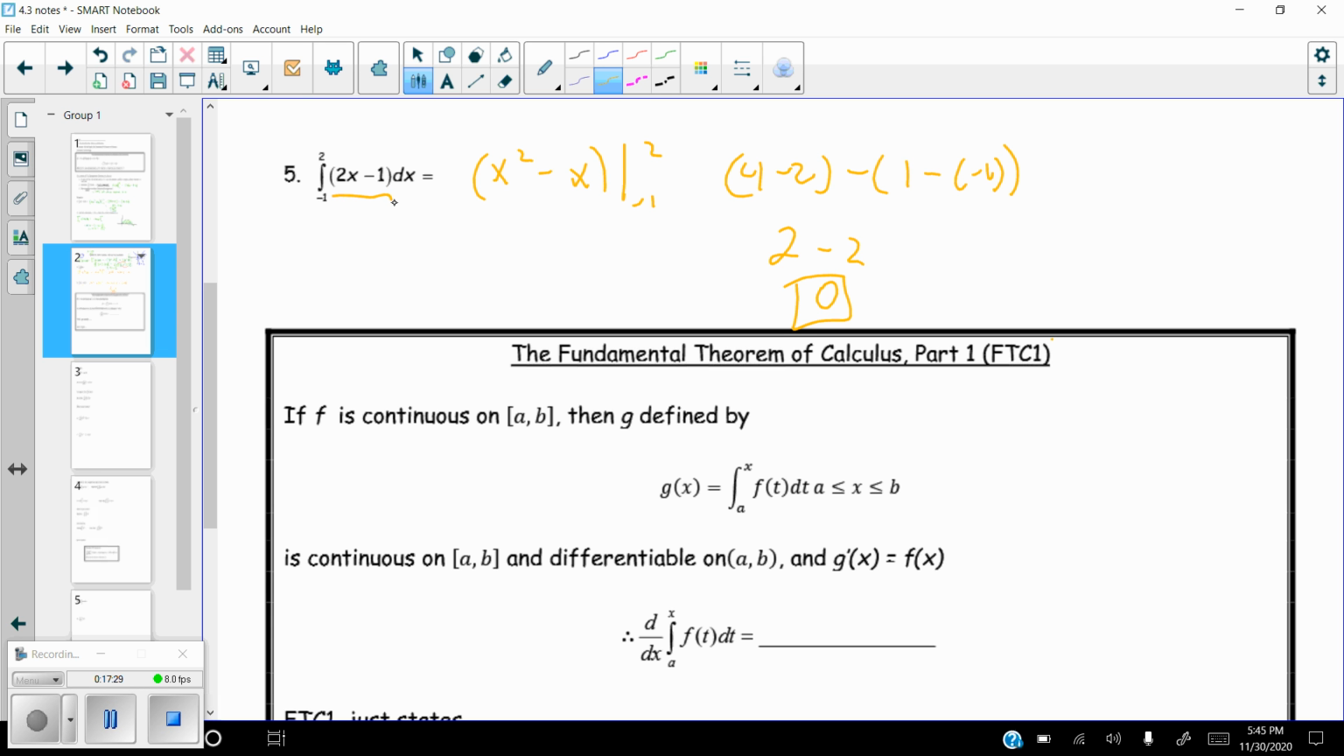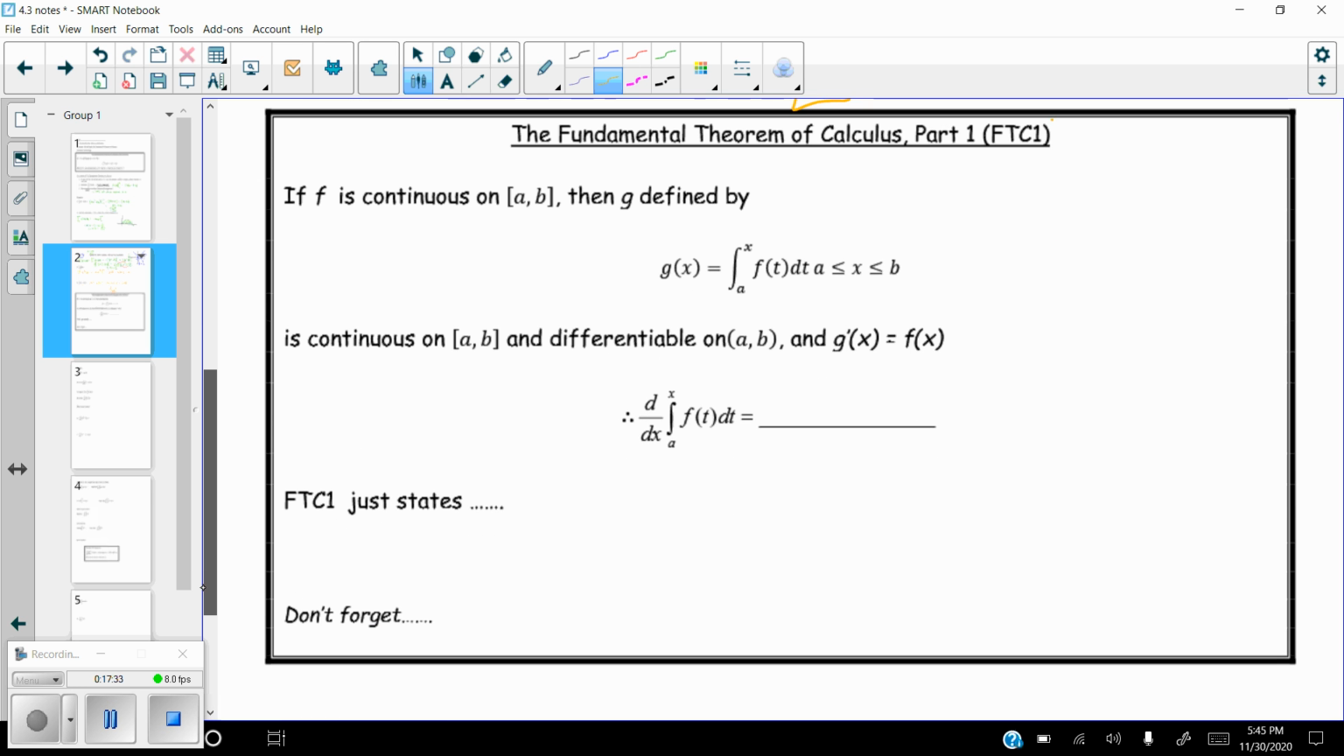Okay, we're going to move on to the fundamental theorem of calculus, part 1. I know it's kind of backwards to do it this way, but again, I think that doing part 2 will help to see that part 1 works. So it says if f is continuous on the closed interval from a to b, then g defined by, and this is important, the function g of x is defined as an integral. That is very important. You can have an integral as a function.